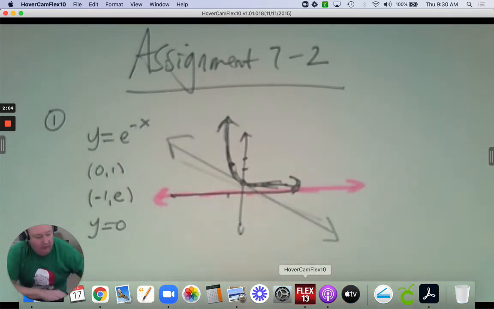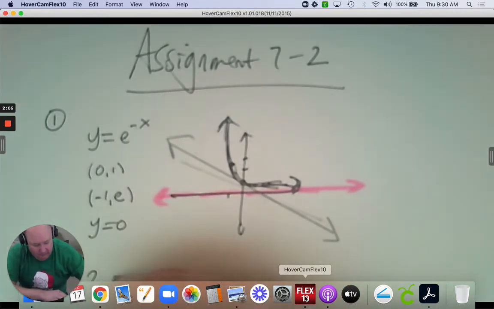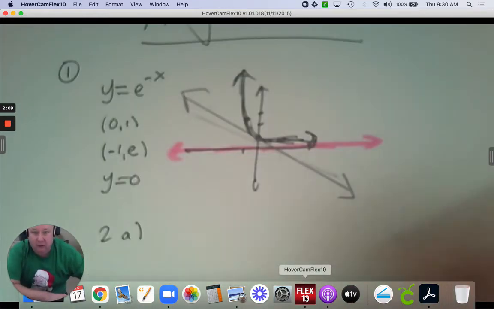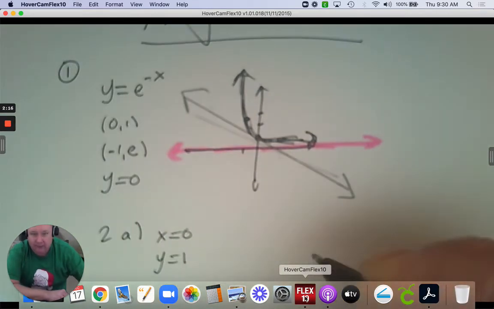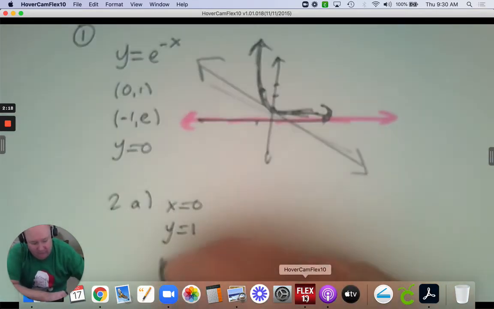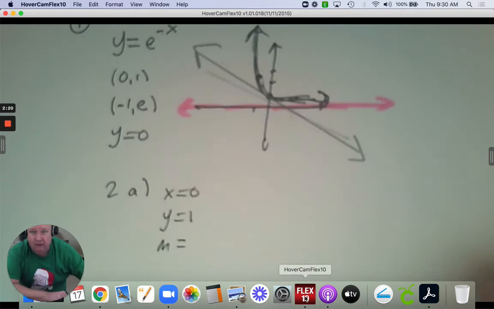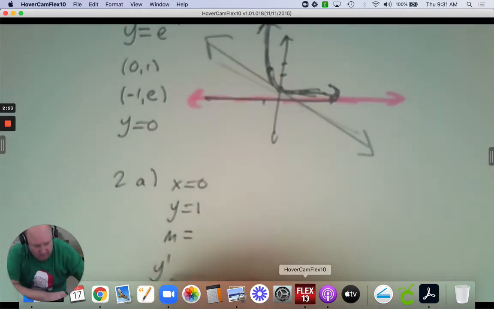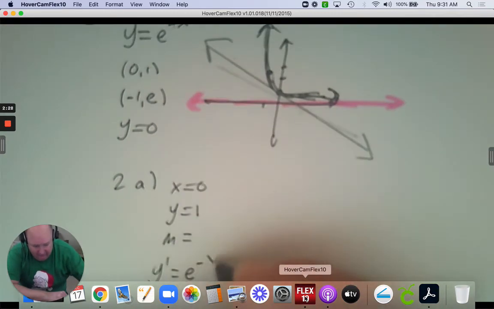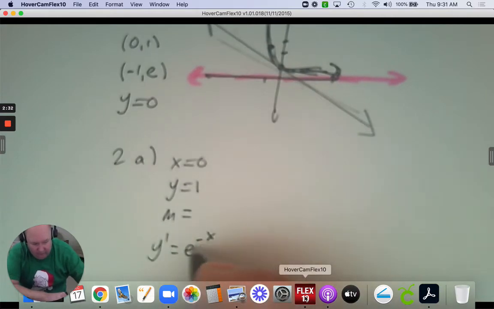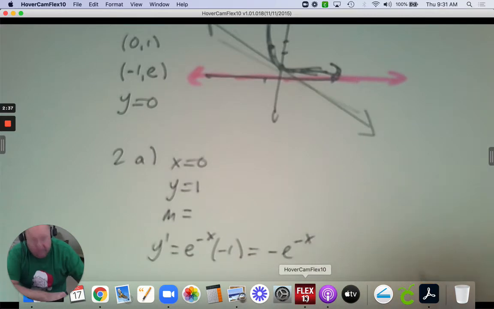And then right away, let's just do 2a, which is what's the equation of that tangent line? So we already know that x is 0 and y is 1. That's the point that it's touching. To find the slope, we need to do the derivative. So the derivative of e to the negative x is e to the negative x, and then the hook on comes from the exponent. So the derivative of negative x is negative 1. So if I put it together, that's what it looks like.